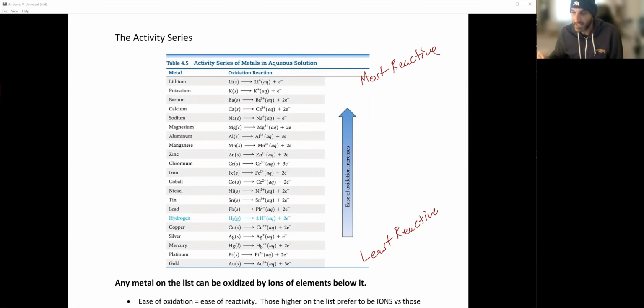By the way, this is related to battery technology and the amount of electrons and energy. We're going to get into that when we get to electrochemistry, but lithium is incredibly reactive, which is good for batteries because it produces a lot of potential energy, and it's really light. So lithium is the most reactive, gold is the least reactive.